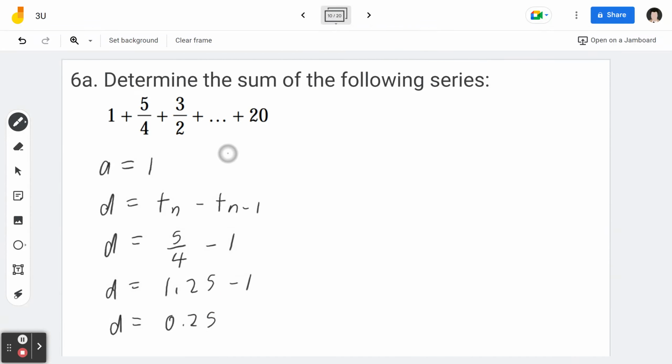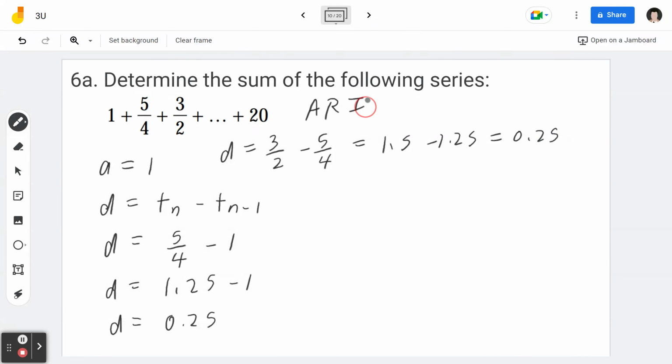So you can try this again and say, well, what if I took 3 divided by 2 minus 5 divided by 4? And again, if you prefer writing down 1.5 minus 1.25, that's fine. It's still going to give you 0.25. So now we know with confidence this is an example of an arithmetic series. What's the difference between a sequence and a series? Series means you're adding it up. You're finding the sum. Sequence means that you have a bunch of numbers separated by a comma.